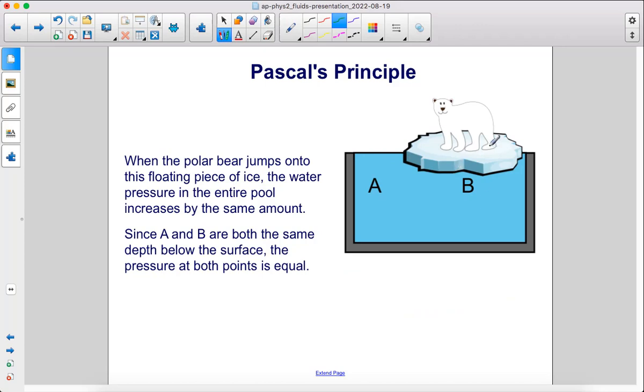Here we have a pool, a giant floating piece of ice, and a polar bear. When the polar bear jumps onto this floating piece of ice, the water pressure in the pool increases by the same amount. Since A and B are both the same depth below the surface, the pressure at both points is equal. So you might think that the pressure underneath the polar bear would increase and this pressure over here wouldn't increase, but that's not true. Pascal's principle states that the pressure everywhere in the fluid will increase by the same amount when this external pressure is added.